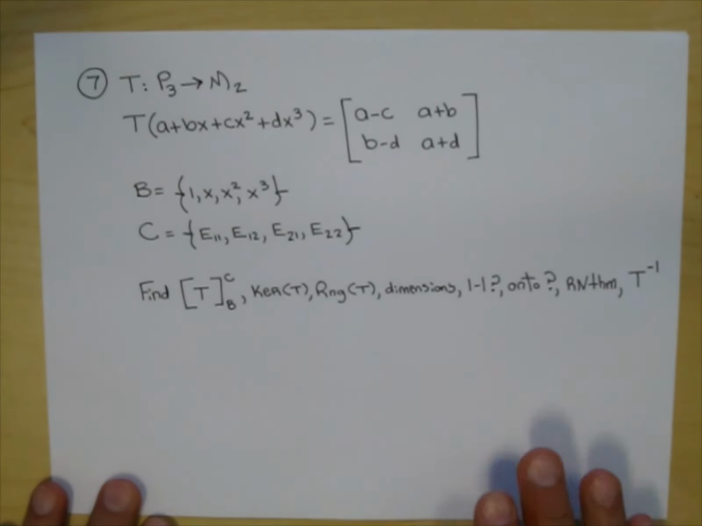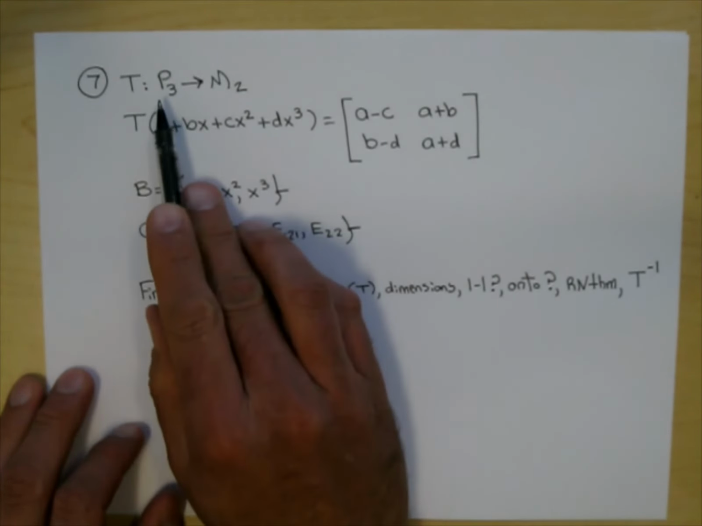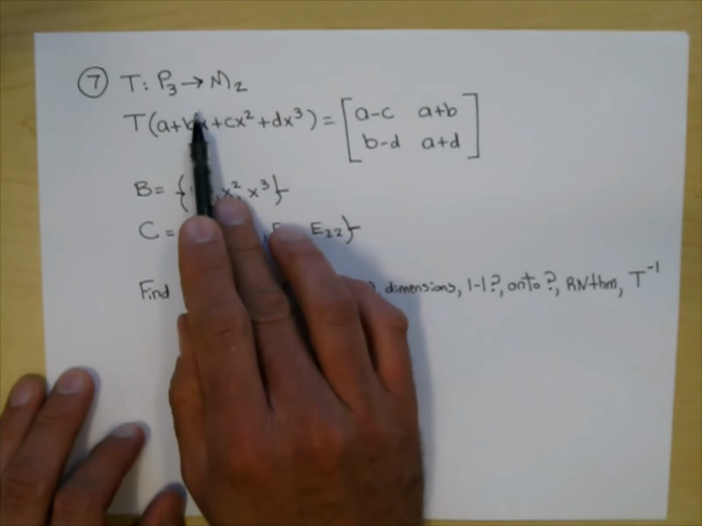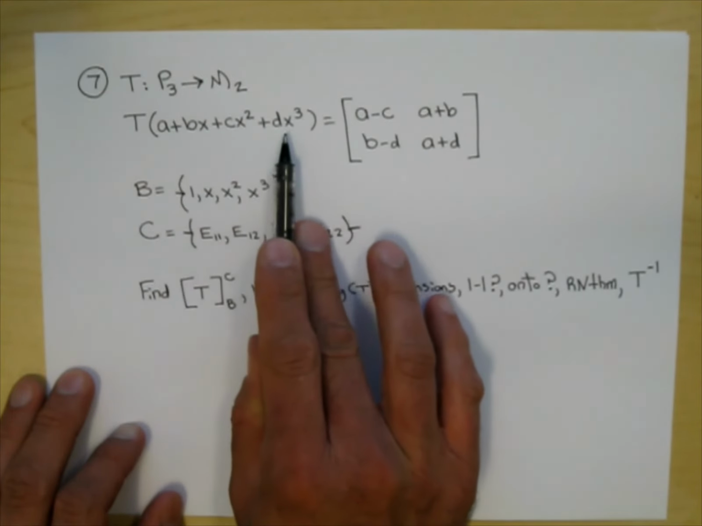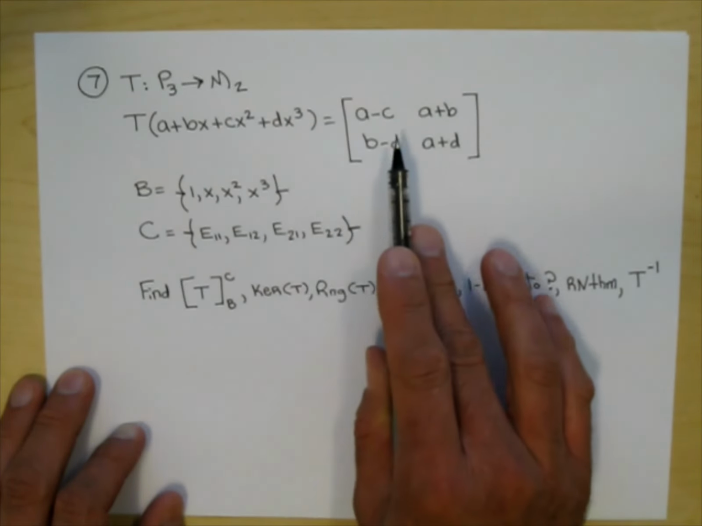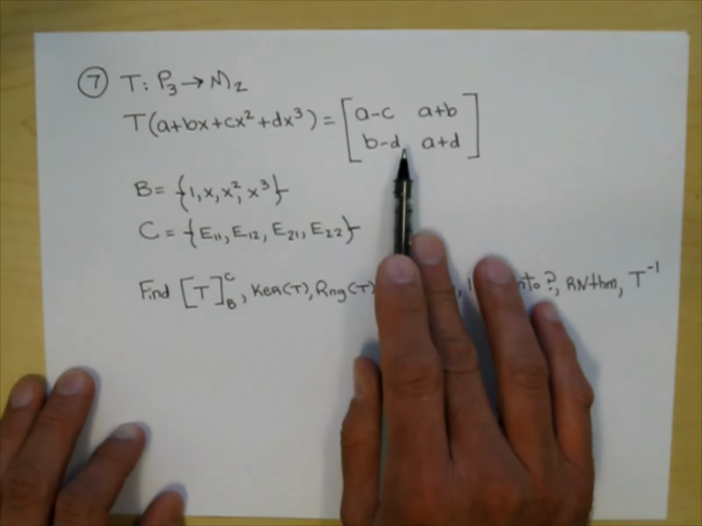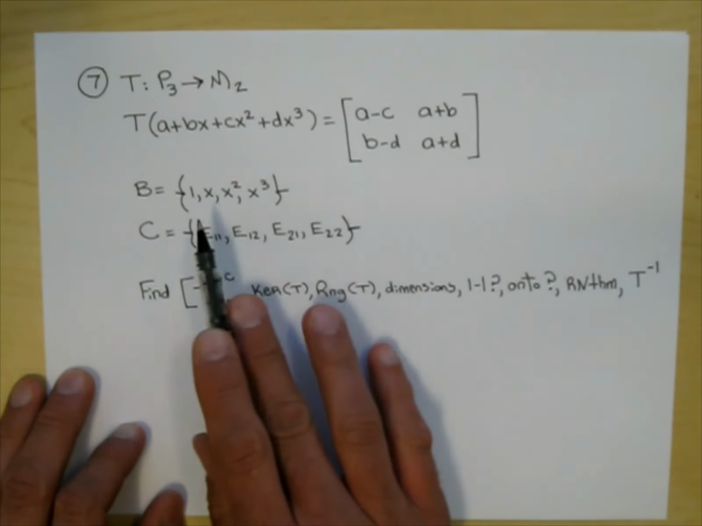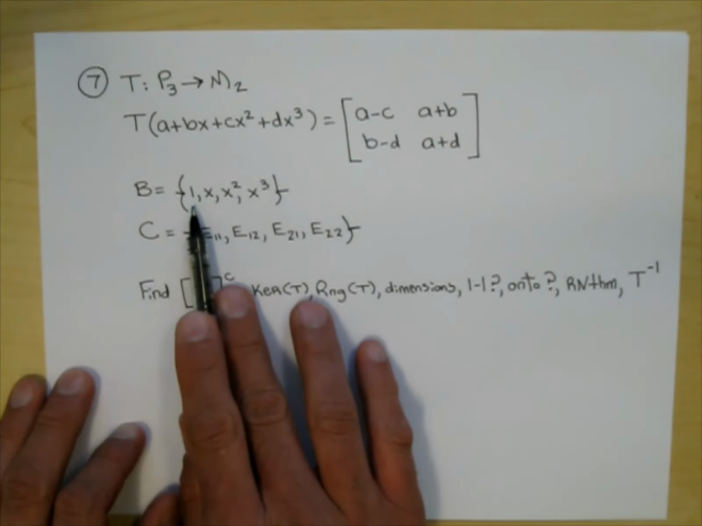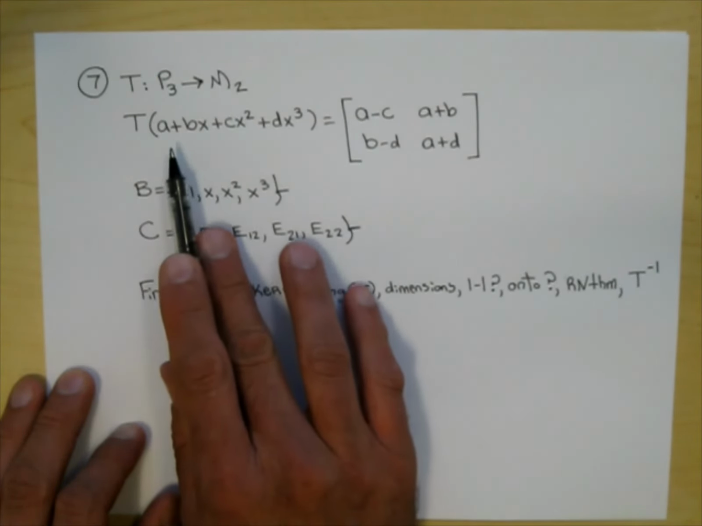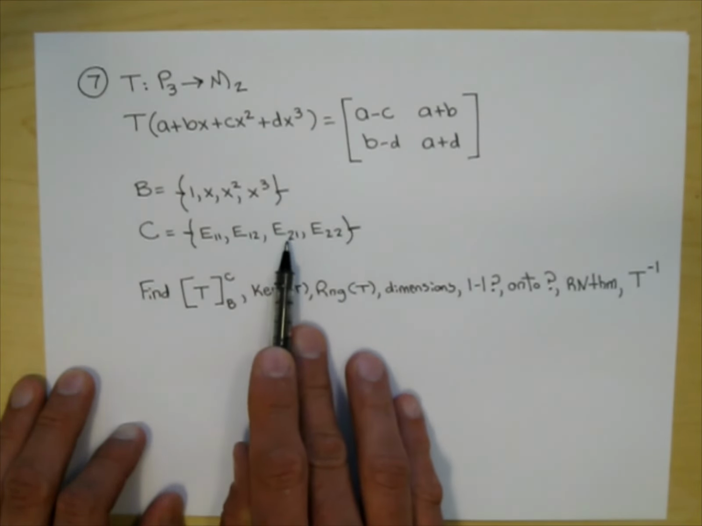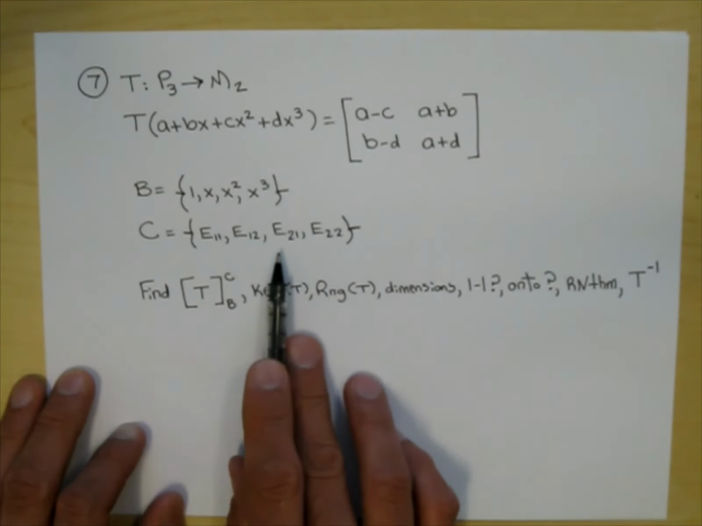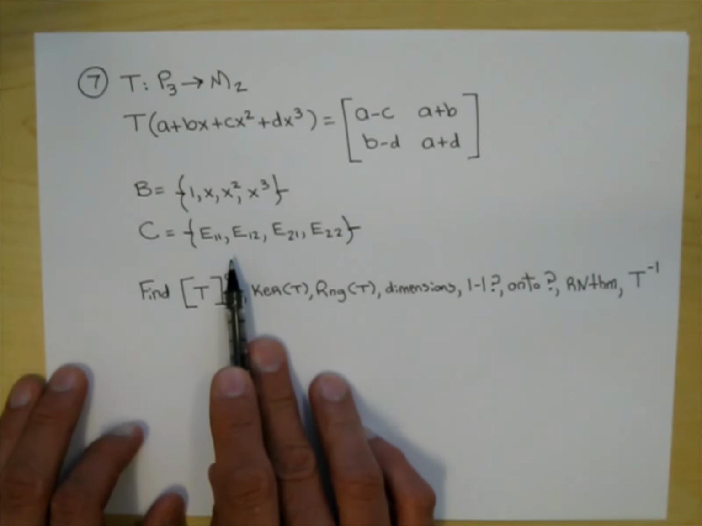The last problem, I have the instructions here. It takes like half the paper to say the instructions. We are going from P3 to M2, so this is really weird now. Here's an element from P3, and look, it's written the other way. Here's the constant, and here's the x cubed, but we'll deal with that. And then here is the linear transformation. M2 is 2 by 2 matrices. I'm giving you some ordered bases: 1, x, x squared, x cubed, which goes in the order in which we see them, so that's a good thing. And then E11, E12, E21, E22. That's how we really want to see an ordered basis for 2 by 2 matrices.